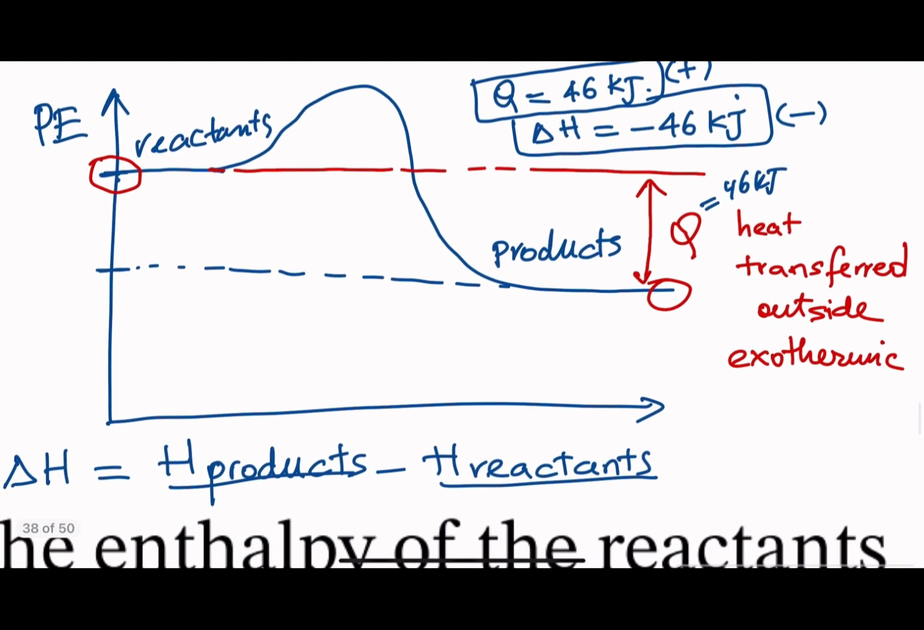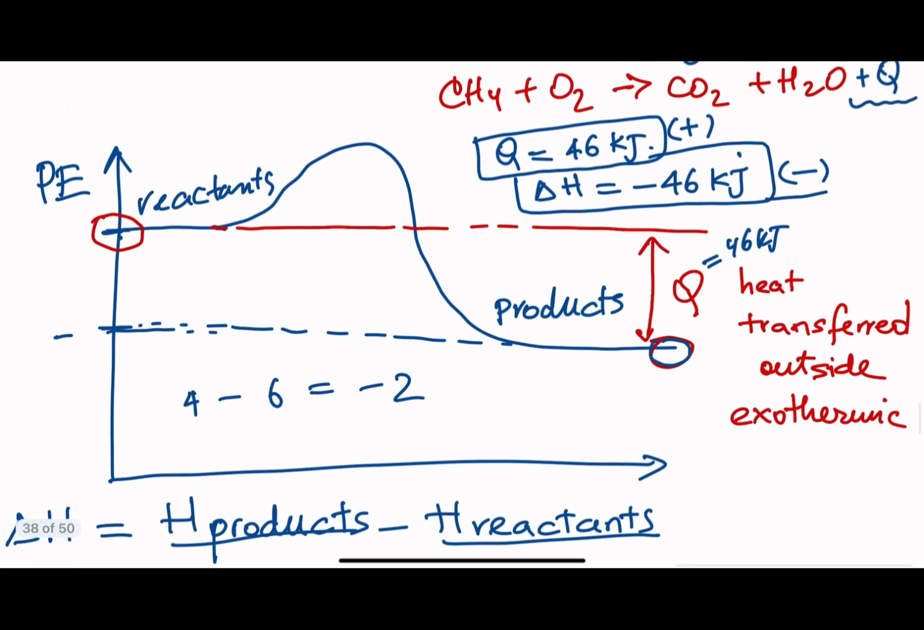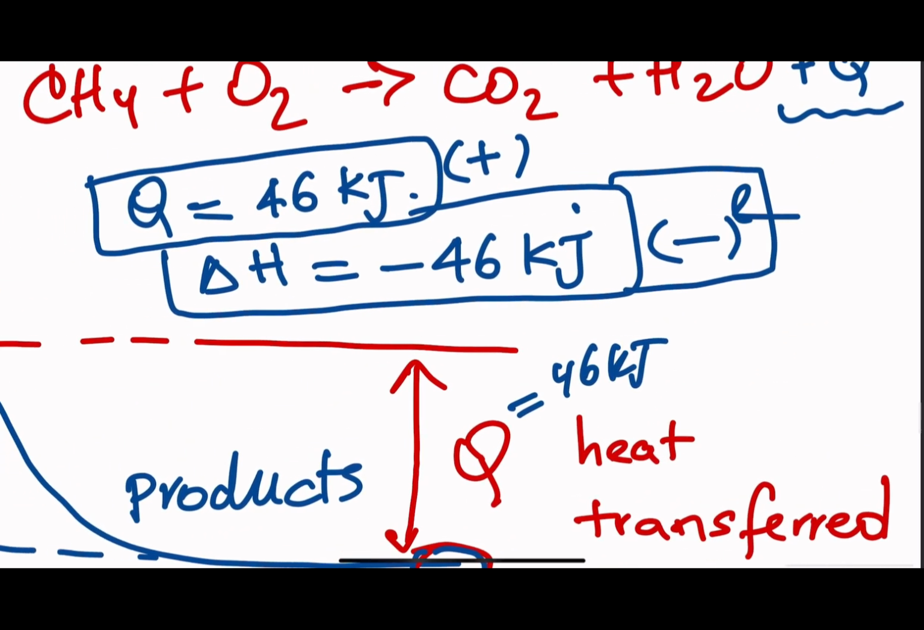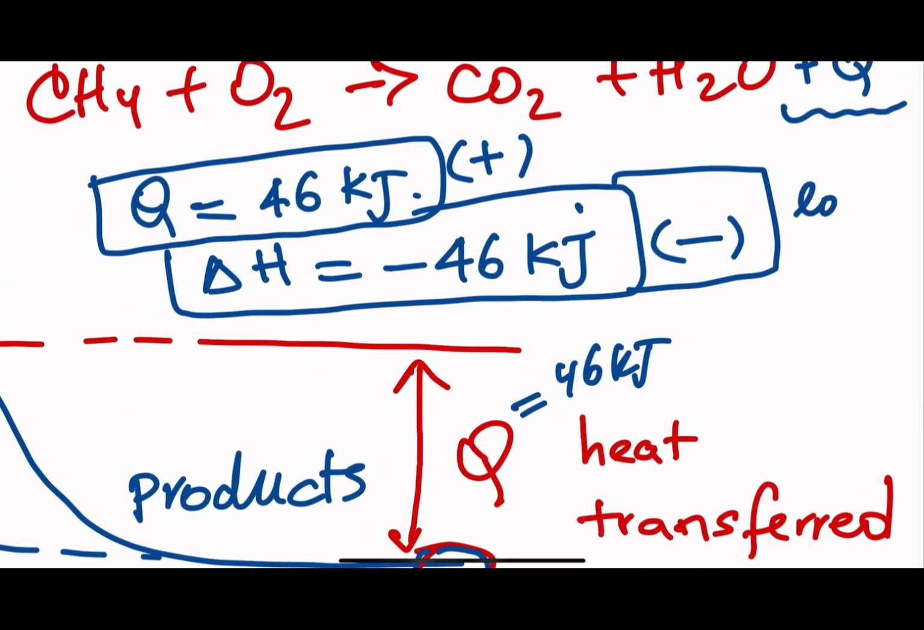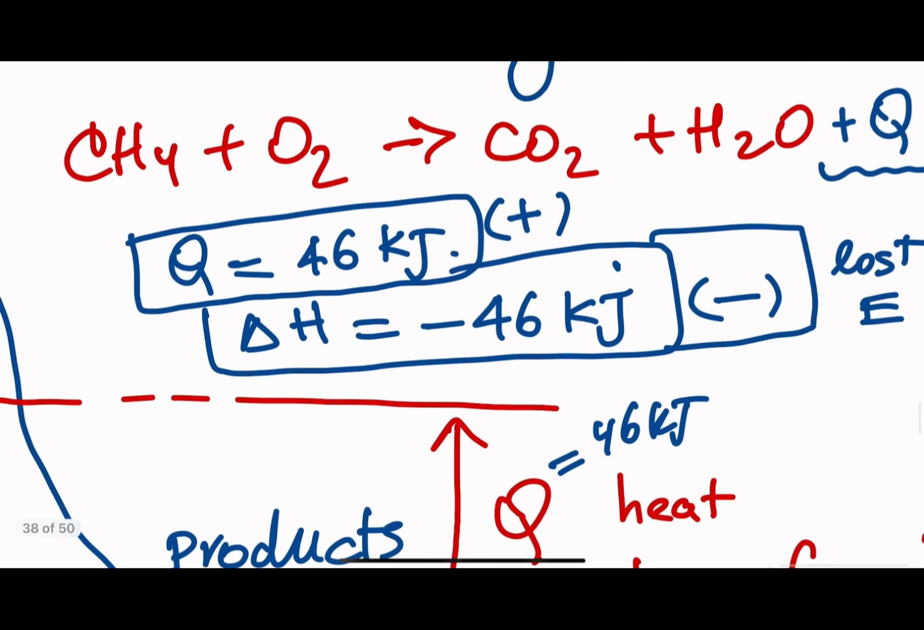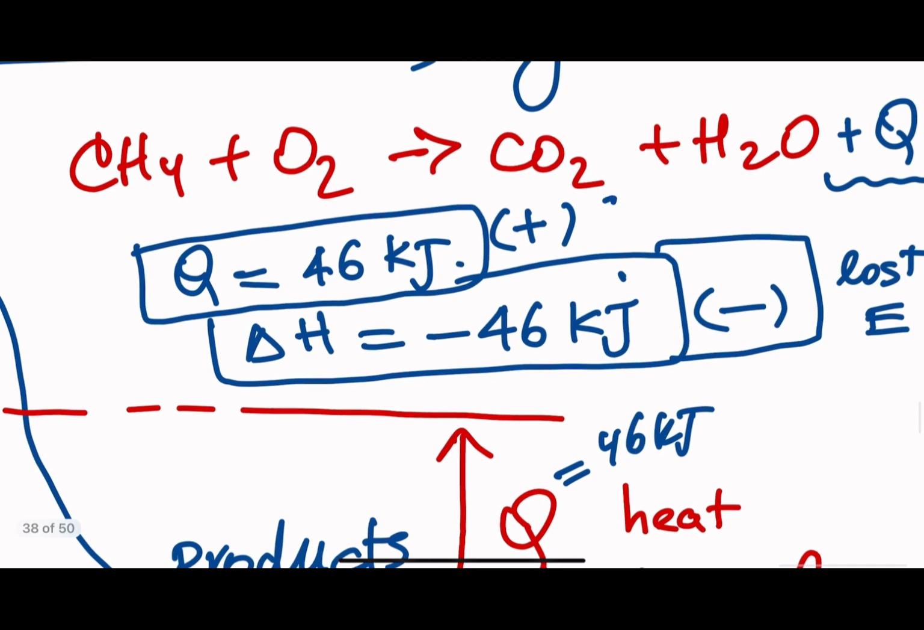Because as you see in the graph, the product side is lower than the reactant side. And as you know, if I deduct a lower number, for example 4 from 6, which is the higher number, I will have negative 2. And that's why the heat content of the system is negative, because it lost the energy to outside. And this is Q because our surrounding gained it.